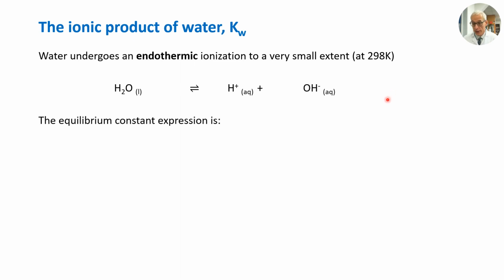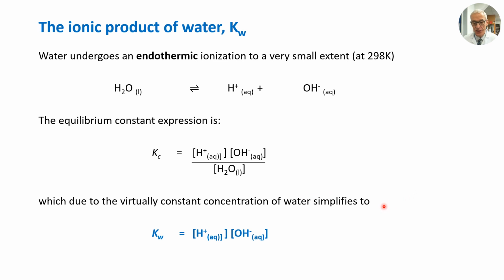So that is an equilibrium, so we can write an equilibrium constant. Kc is the concentration of hydrogen ions times the concentration of hydroxide ions, the right hand side, divided by the concentration of water, the left hand side. However, as the concentration of water is virtually unchanged, that is, this equilibrium lies almost entirely to the left, we can simplify the Kc expression into Kw, the ionic product of water, which is equal to the concentration of hydrogen ions times the concentration of hydroxide ions.